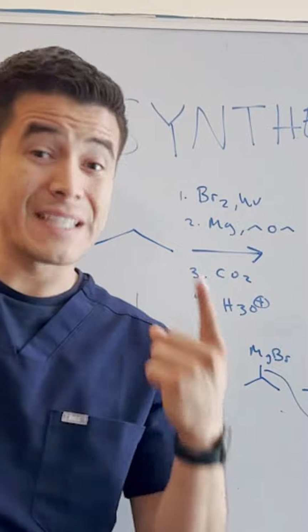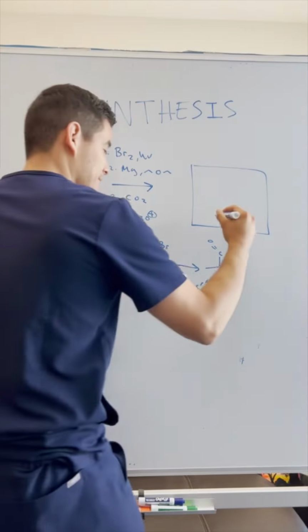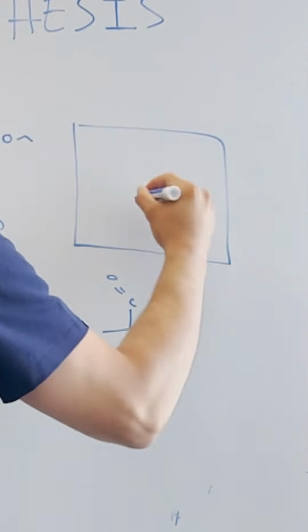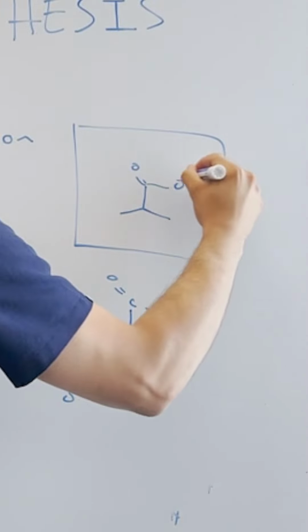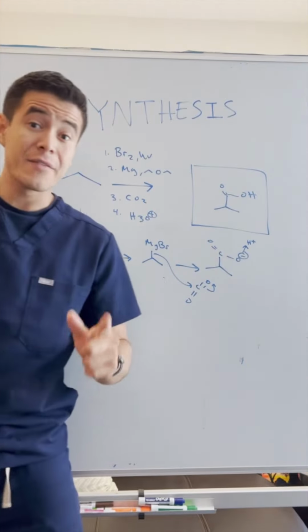H+ workup to give us our carboxylic acid. And there you have it, 60 seconds or less.